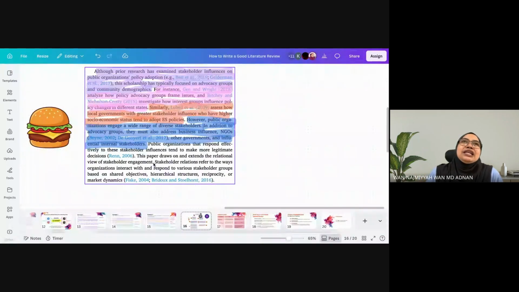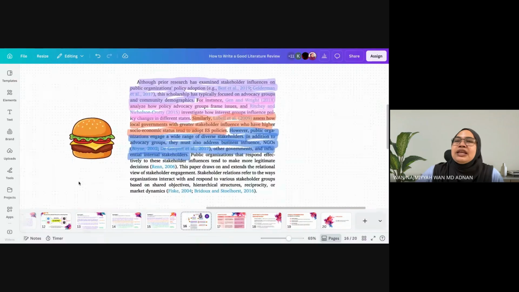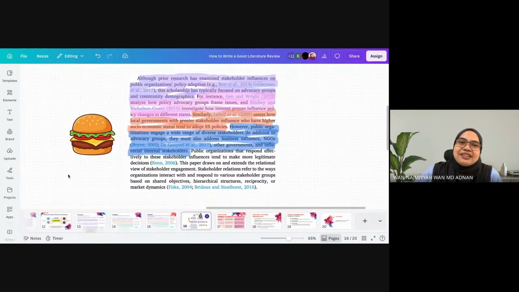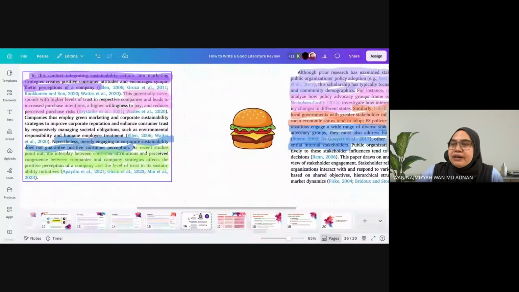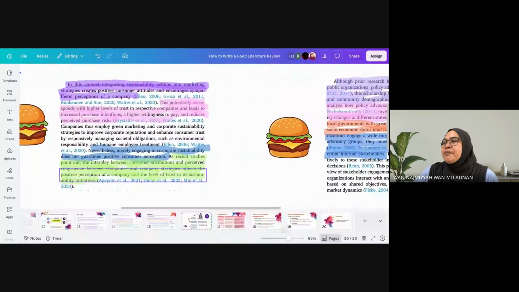This is also another way of saying the research gap. What your paper is going to write, what your thesis is going to be. My thesis is going to write about this and this, based on this. So this is also part of how a conclusion can be made. So yes, this is actually a burger format. It's a good way of doing paragraph writing or academic writing.